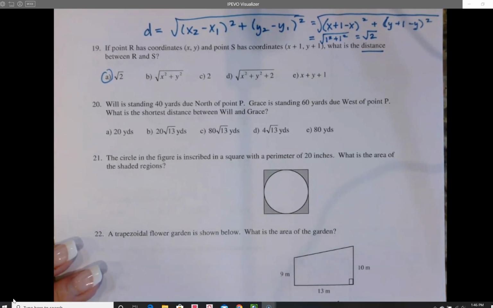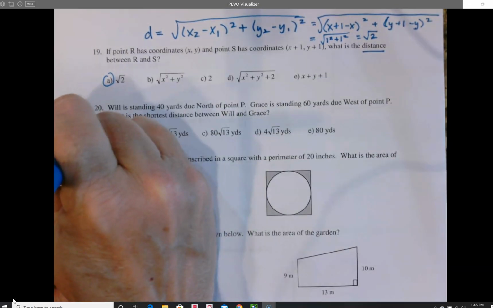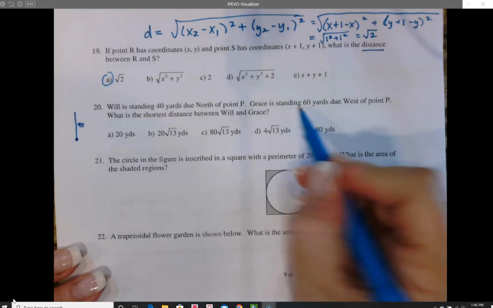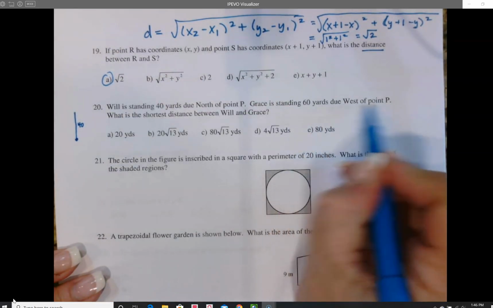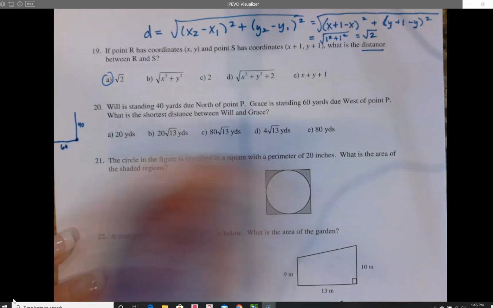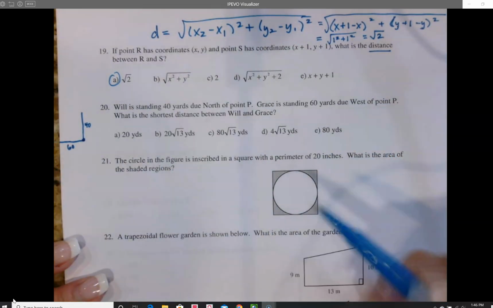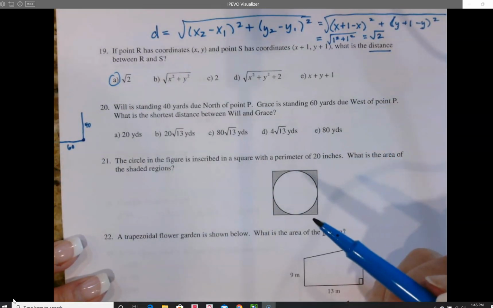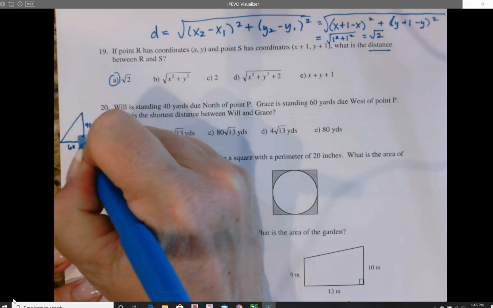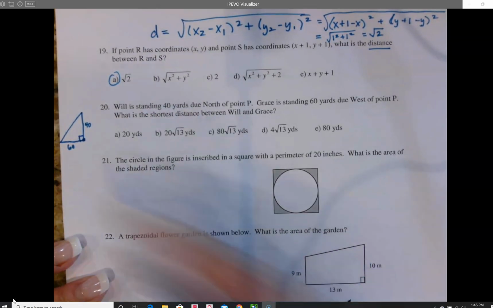Number 20, Will is standing 40 yards due north of the point P. So I'm going to go ahead and draw 40 yards due north. Looks like that. Grace is standing 60 yards due west. Okay, and even though this is 60, it's a little bit shorter because I'm running out of room on the paper. So that's in the westerly direction. And what's the shortest distance between Will and Grace? So this is a way for them to ask you a Pythagorean theorem problem or a right triangle problem.